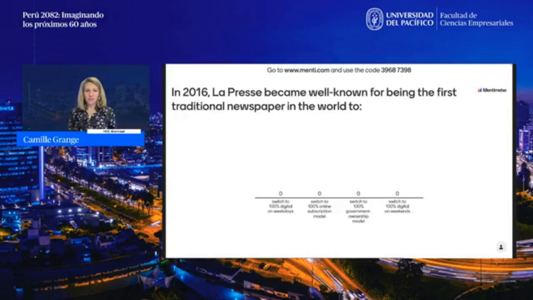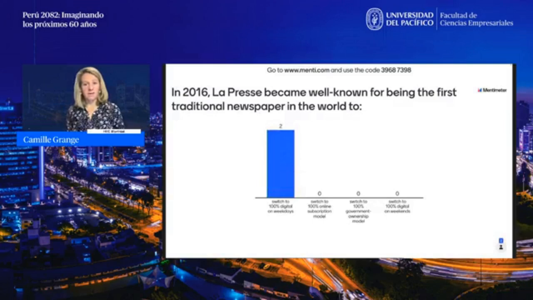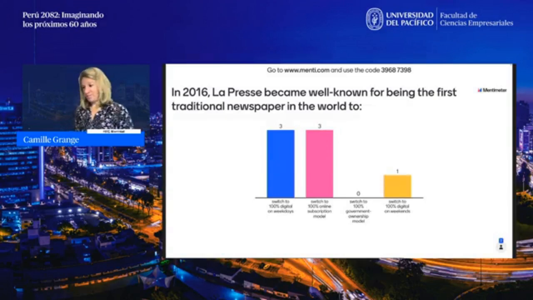But first, last poll of the morning for us, I would like to ask you kind of a tricky question. What did La Presse become well known for in 2016? You can go back to menti.com, put your code, and it's not an easy question. It's kind of a trivia question. The readership of La Presse is rather local. It's in Quebec. It's a francophone newspaper, but its case was really talked about quite a bit in the general media. So if you're interested in the media industry, you may be able to answer this question.